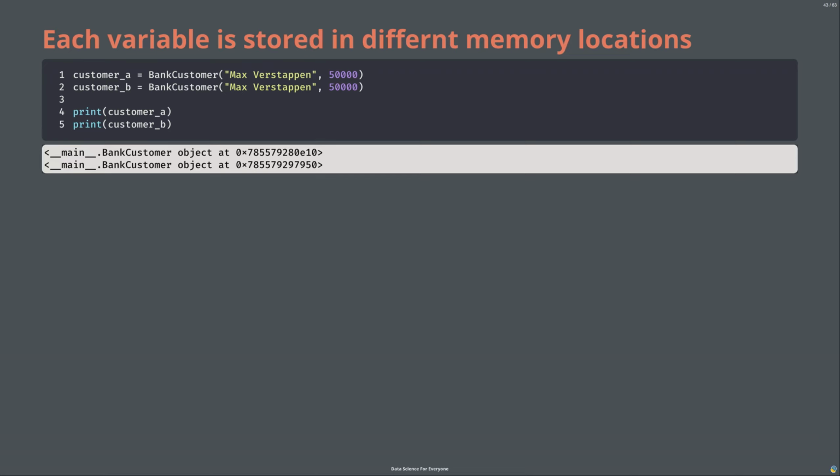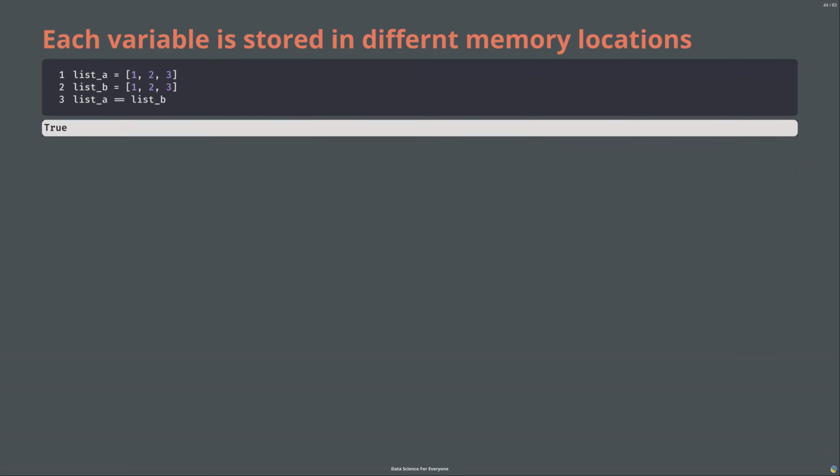That's why when we compare them, we are really comparing their memory addresses, not their actual contents. Since they point to different places in the memory, Python says they are not equal. But it doesn't always work that way.